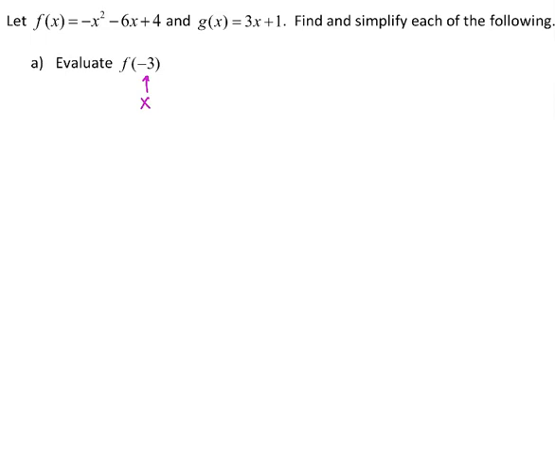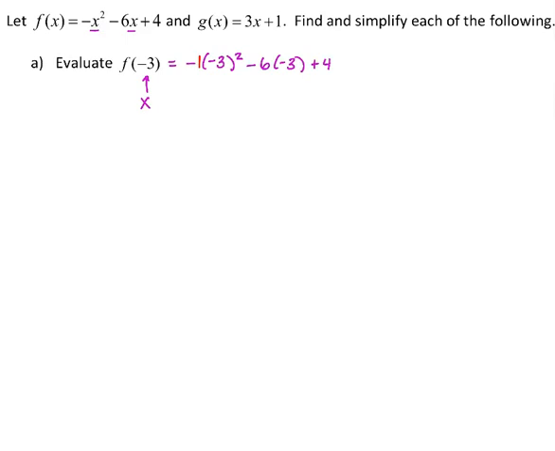So in our function f, everywhere we see an x, our input variable, we're going to replace it with a negative 3. So we end up with the opposite of negative 3 squared minus 6 times negative 3 plus 4. Be careful as you're simplifying here. If it helps, you can imagine an invisible negative 1 with that negative that's out in front. So we're going to do our exponent first and then multiply by that negative, or the negative 1, out in front.